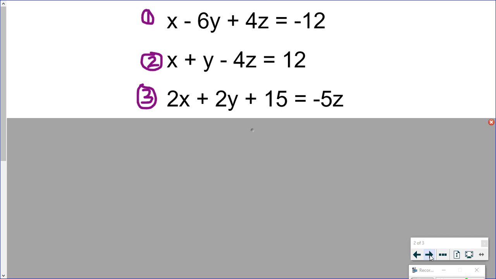All right, here. New system. So for this, I'm going to do the same thing I did before. I'm going to look at 1, 2, and 3, and I'm going to say, all right, looking at these, what's the easiest variable to eliminate, because I have to eliminate one of them? Is it my x's, my y's, or my z's? Looking at my z's, it might be z's.